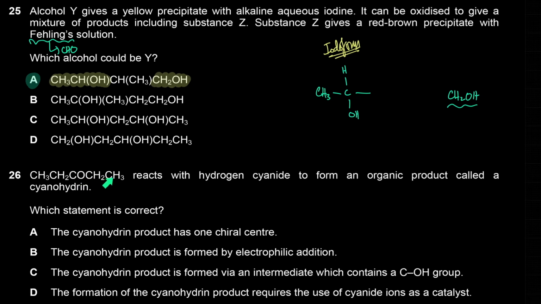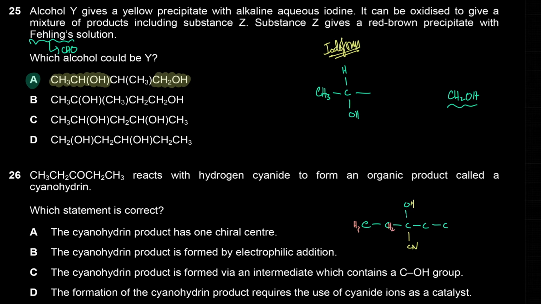CH3CH2COCH2CH3, that's pentan-3-one, reacts with hydrogen cyanide to form an organic product called a cyanohydrin. Which statement is correct? So we have this ketone, and when it reacts with HCN, this is the product that we end up making. This is nucleophilic addition of HCN.